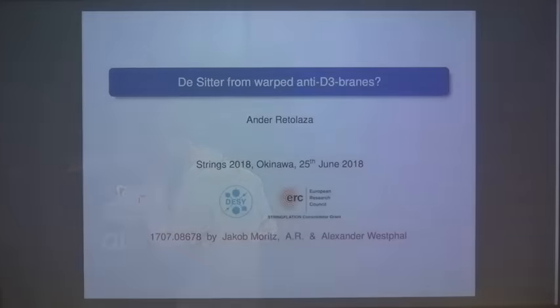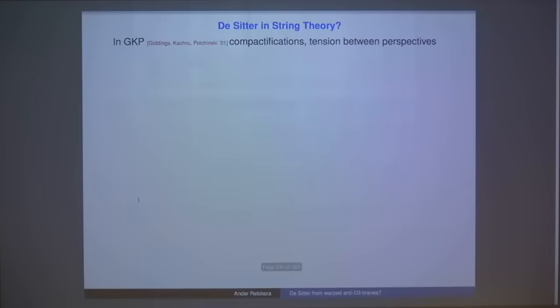As Gongrun did, I will also talk about the possibility of having de Sitter in string theory, and in particular I will focus on the possibility of having de Sitter by the use of anti-D3 branes in a warped throat. The talk is based on this article, together with Jakob Moritz and Alexander Westphal. So, is it possible to have de Sitter in string theory? One of the things you can do to try to answer this question is to start studying what happens when you compactify and see what the outcome is.